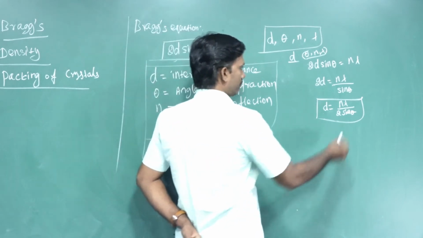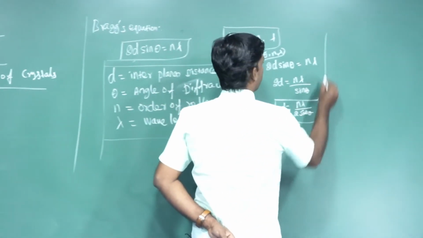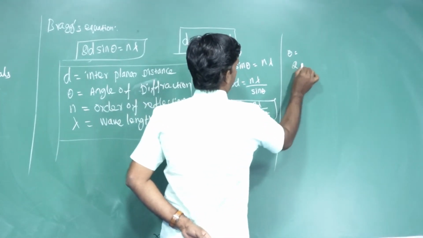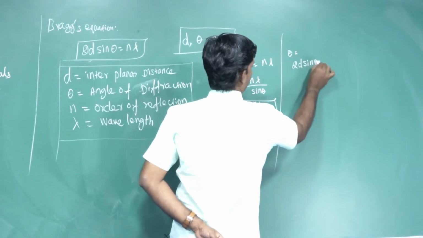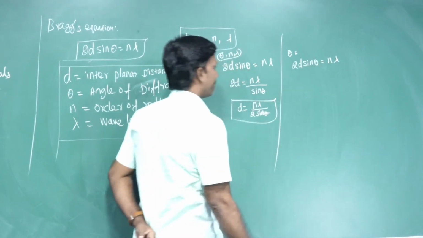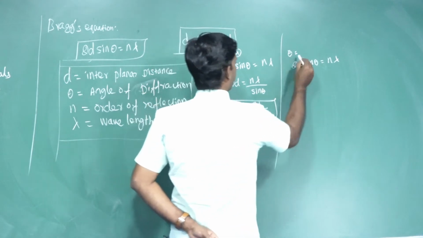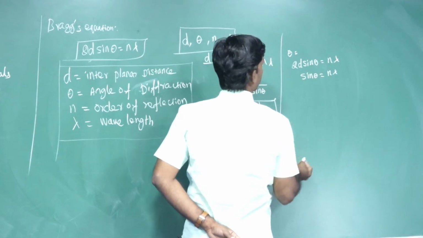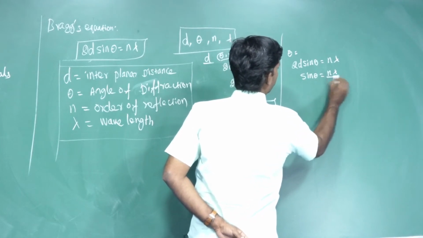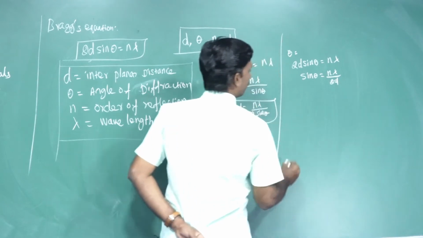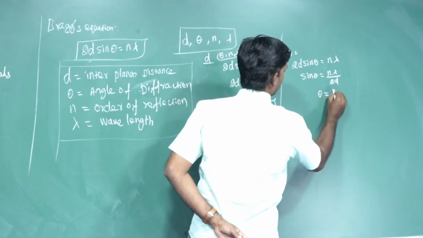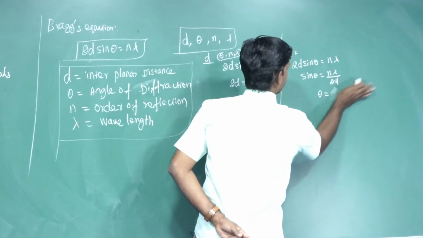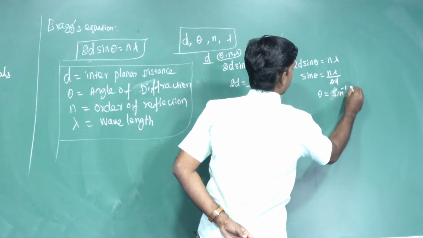Then you want to calculate theta. How can we alter this formula? Simply, 2d sin theta equals n lambda. Now you want theta, so sin theta equals n lambda by 2d. Then theta equals sine inverse of n lambda by 2d.